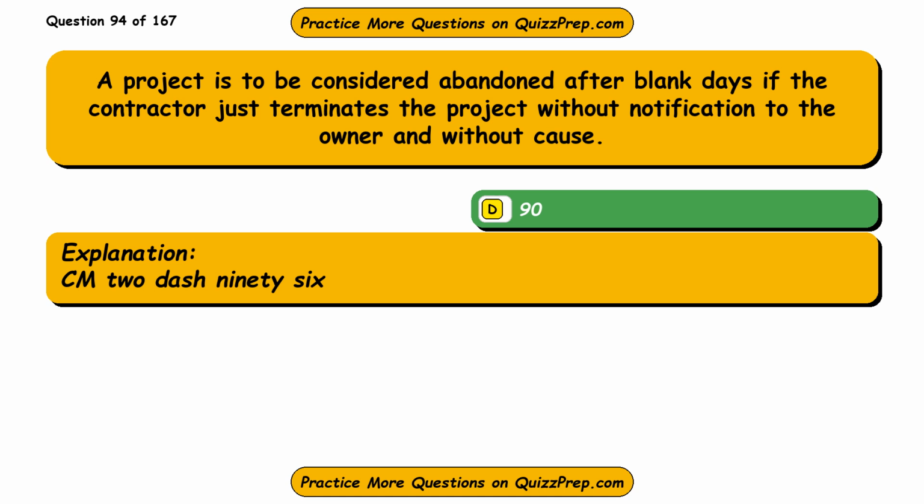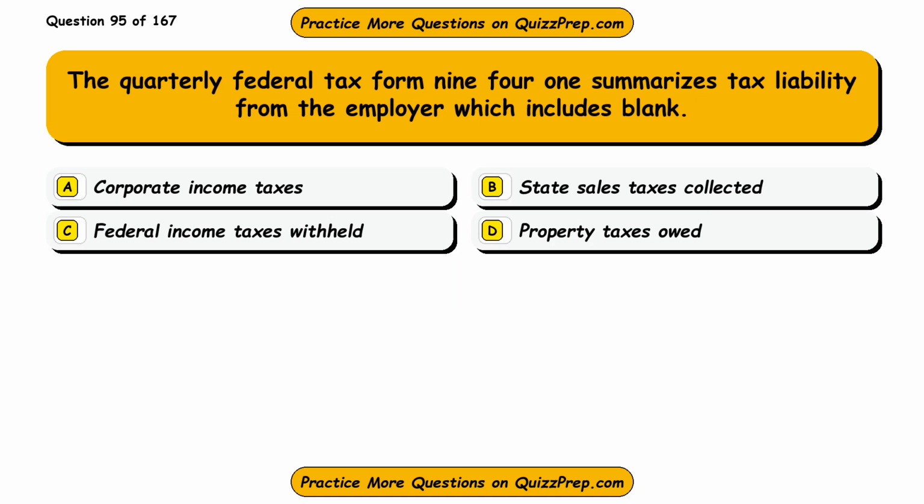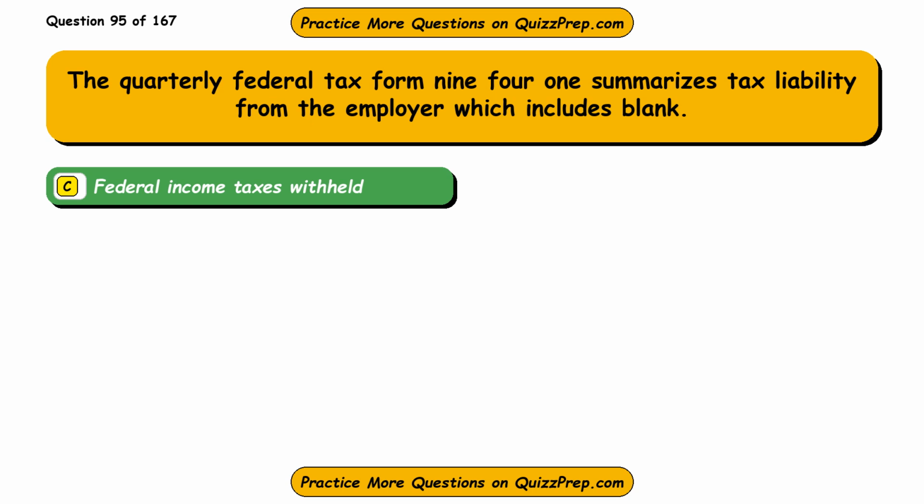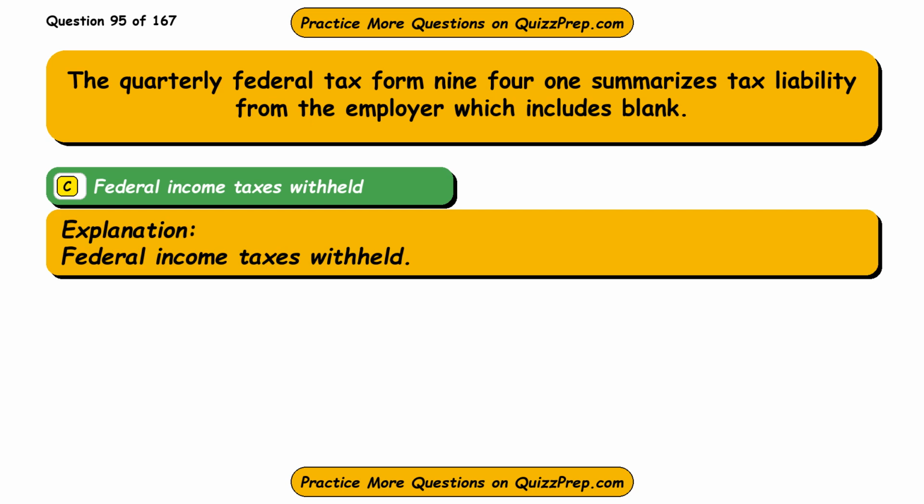CM2-96. Question 95. The quarterly federal tax form 941 summarizes tax liability from the employer, which includes blank. Option A, corporate income taxes. Option B, state sales taxes collected. Option C, federal income taxes withheld. Option D, property taxes owed. The correct answer is option C, federal income taxes withheld. Federal income taxes withheld.